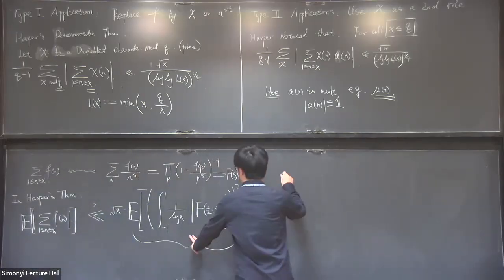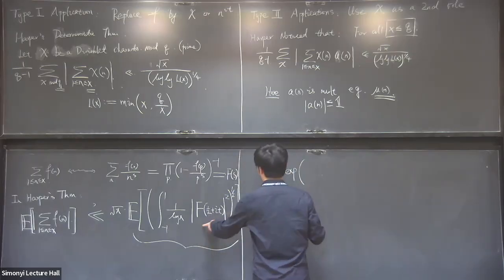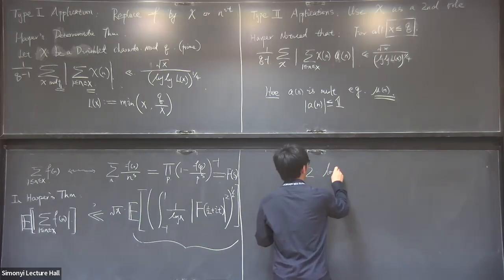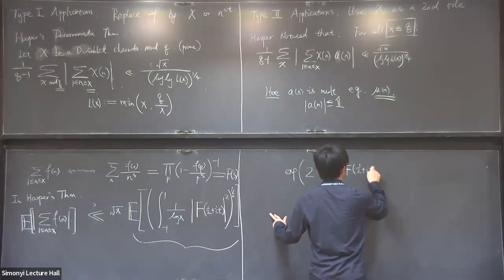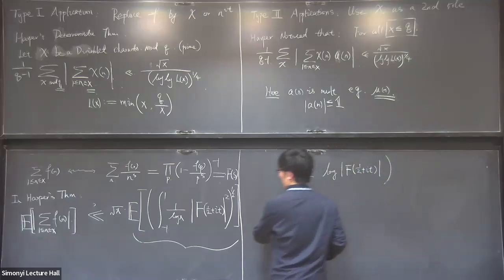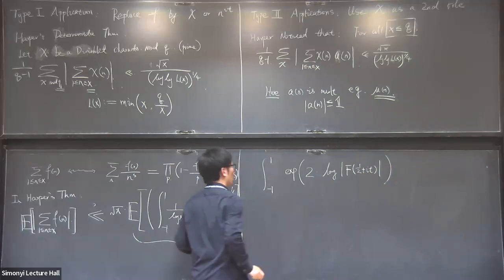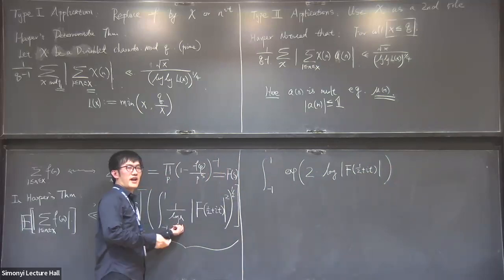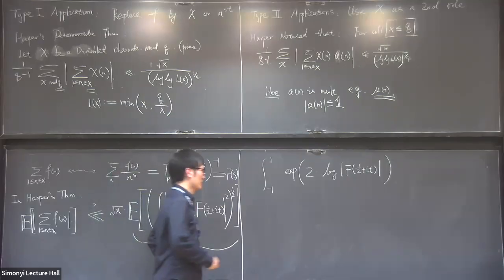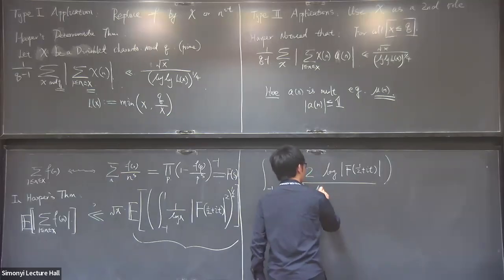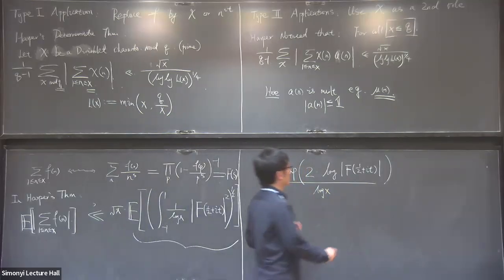So this guy, if I write it as an exponential, I can put it as 2 times log of F. And then I'm doing integration from -1 to 1. And this log x is actually kind of the normalization, because if you take the expectation of this, it exactly cancels this. But anyway, I'll put log x here. This is more like the normalization. You want to understand this?